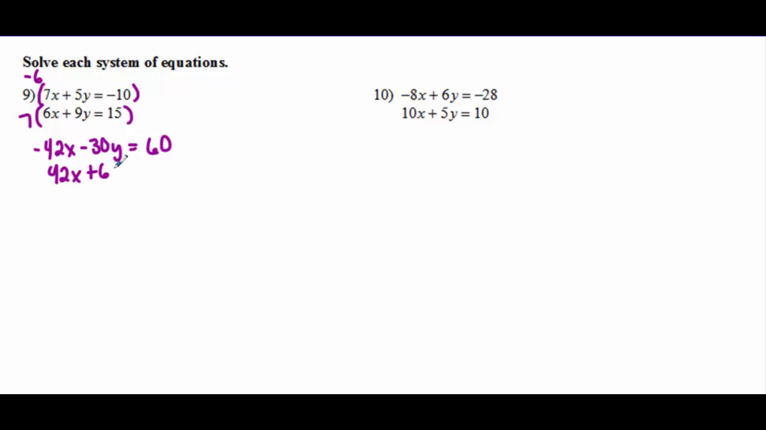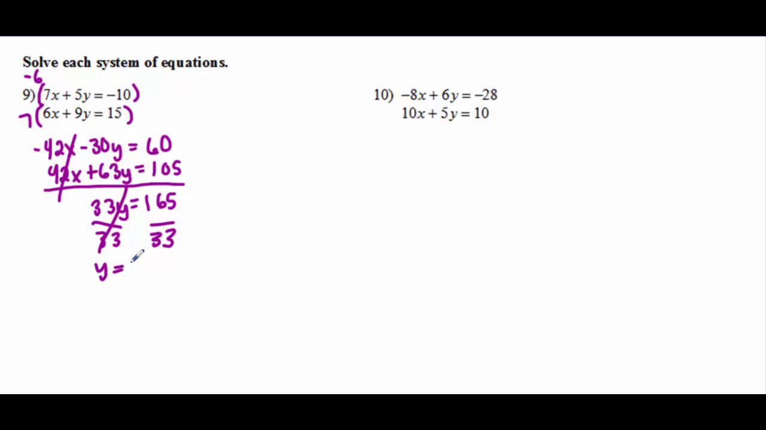42x plus 63y equals 105. We're going to add these together, which cancels our x's. We get 33y equals 165, which at first may worry you, but don't worry because 165 divided by 33 does end up being a nice number called 5.